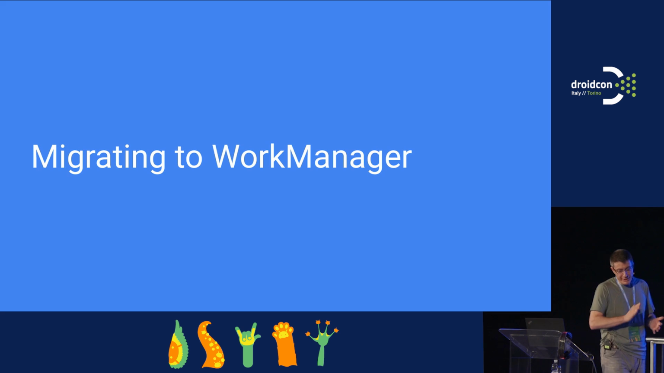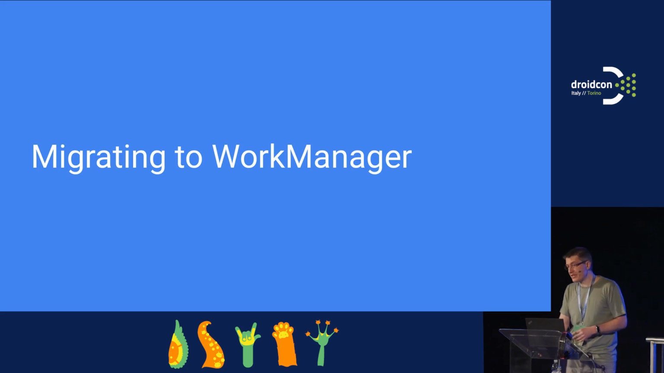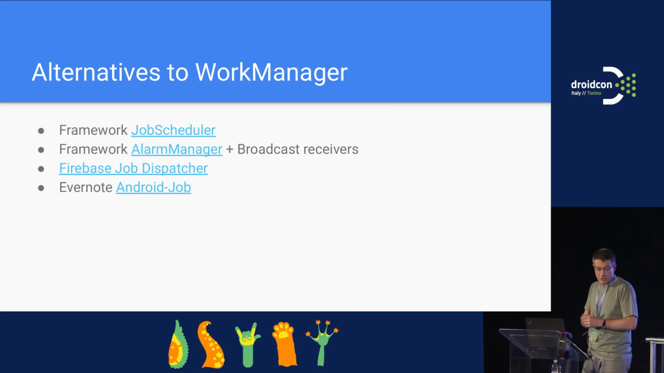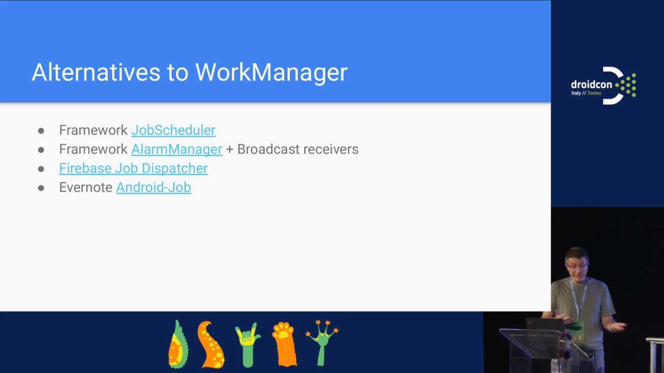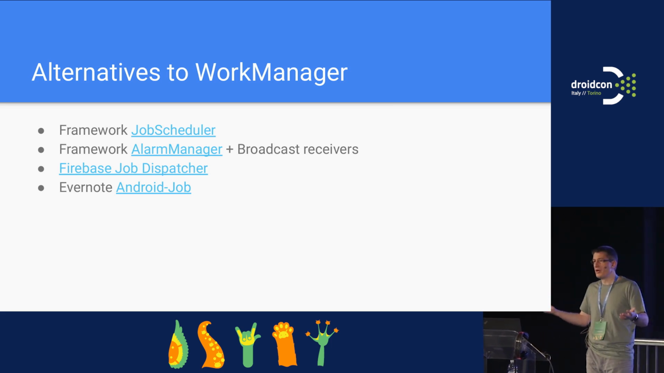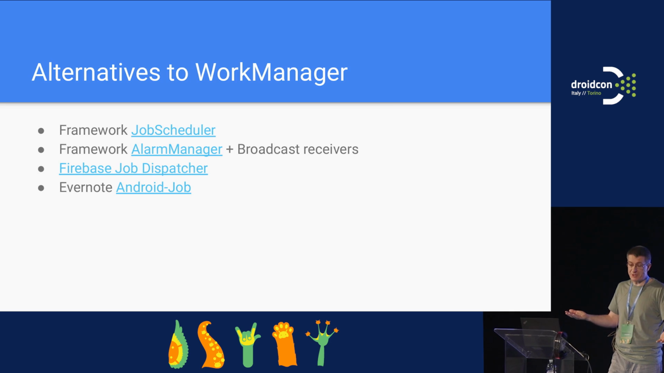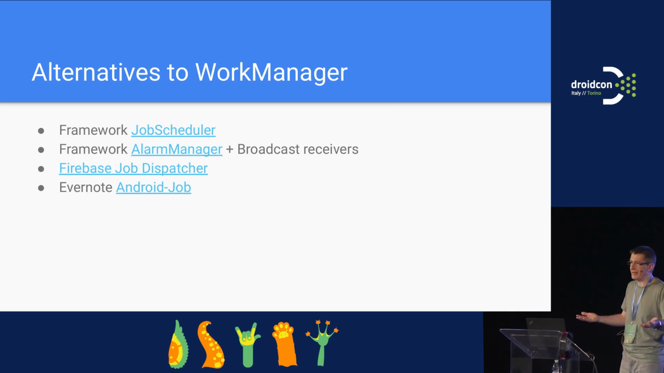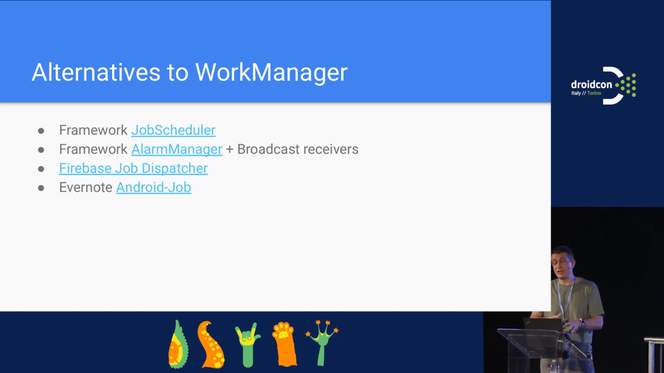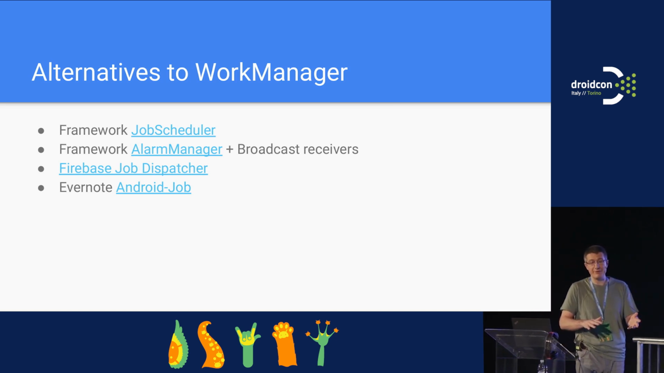So, migrating to WorkManager, because WorkManager is not the first library to run background jobs. We are trying to make this the last one that you need to migrate to. So there are alternatives to WorkManager. One is the job scheduler, and the other one is the alarm manager plus broadcast receiver. But with these two solutions, in one case, the job scheduler, it's only available from API level 21 up. And we have seen that even WorkManager only starts to use this library from API level 23.